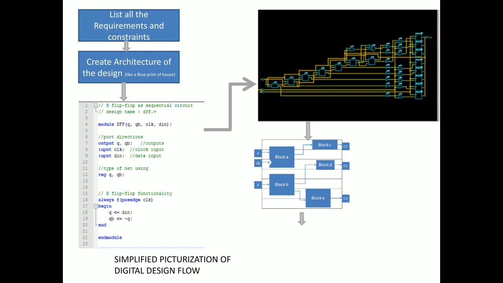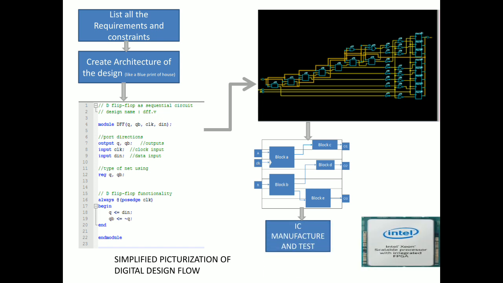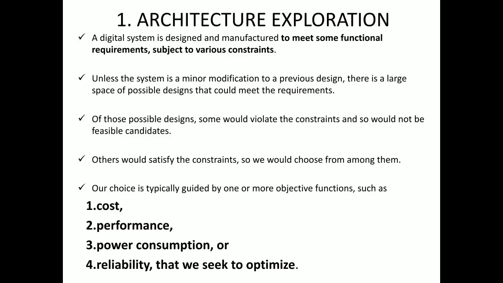Then after this, we'll be sending this for the IC manufacturing and test process. Once that is done, we'll be going for packaging. If this is understood, we will start each one of the elements one by one.